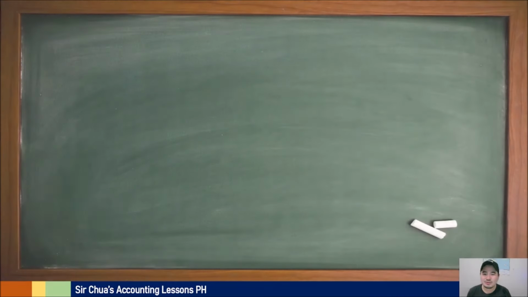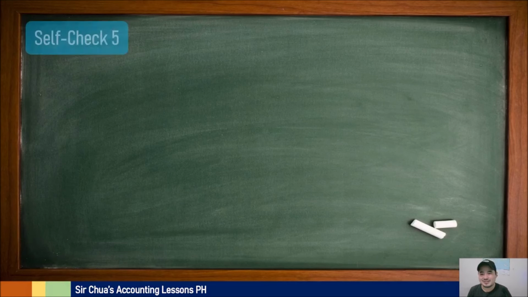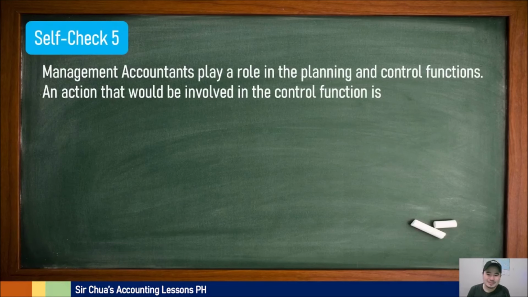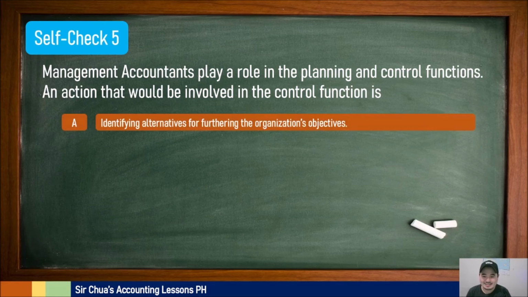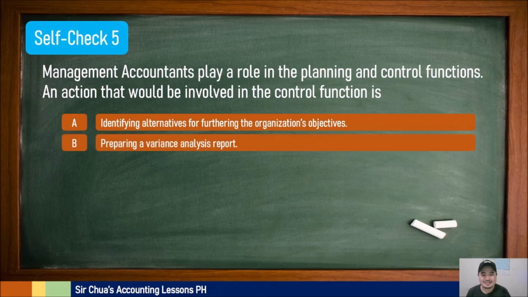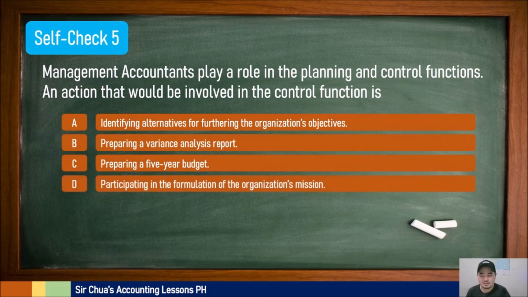Let's have a final question before the end of our session for today. Management accountants play a role in the planning and control functions. An action that would be involved in the control function is A. Identifying alternatives for furthering the organization's objectives. B. Preparing a variance analysis report. C. Preparing a 5-year budget. D. Participating in the formulation of the organization's mission. Pause the video if you need more time and play it again when you're ready.